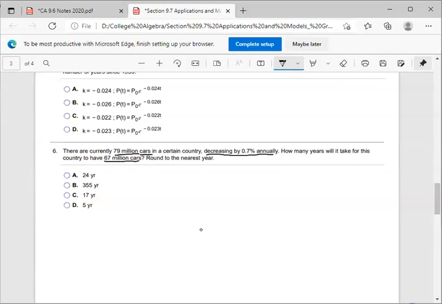This is the same type of problem. So we're saying, when will the answer be 67 million when we have 79 million right now? We're still using e, but this time we're going to do 0.7 divided by 100, because you can't use the percent. So you're going to do 0.007, but it's going to be negative. Anybody know why it's going to be negative? Because it is decreasing. That's right. It says that we're going down, so we're making our exponent negative here.